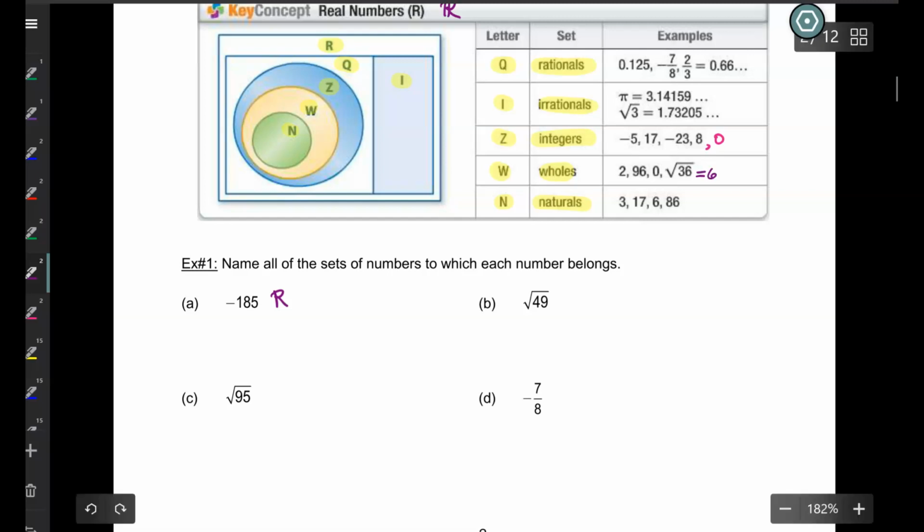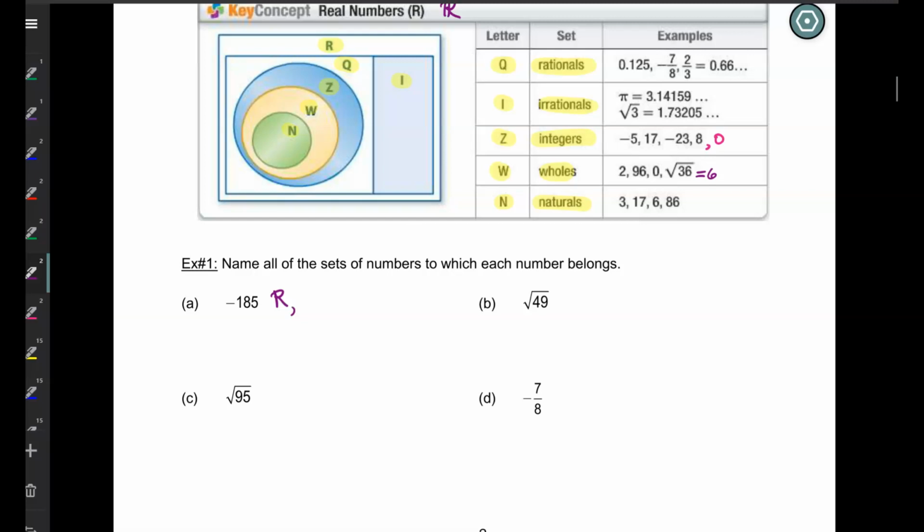Why couldn't you put that at natural, because it's technically... It is. It's technically both. Okay. That's just another example. See? So something like square root of 36 could be a natural. Yes, yes.